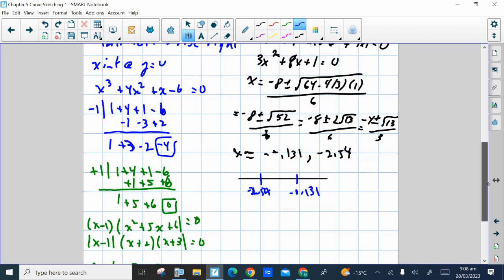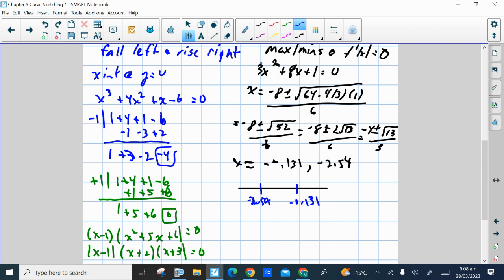and we're using the derivative again, that's our 3x squared plus 8x plus 1. When x is negative 3, negative 3 all squared is 9, times 3 is 27, minus 24 is plus 3, plus 1 is plus 4, positive there, which means that the function is increasing, which matches that it's going to fall to the left.